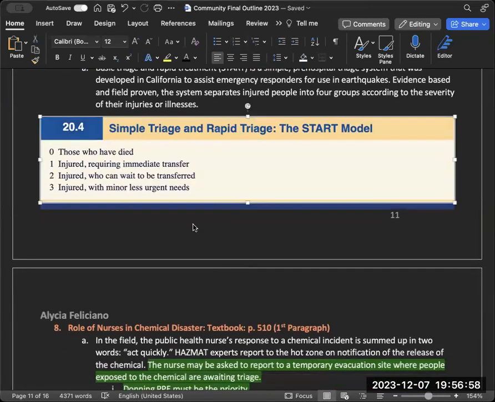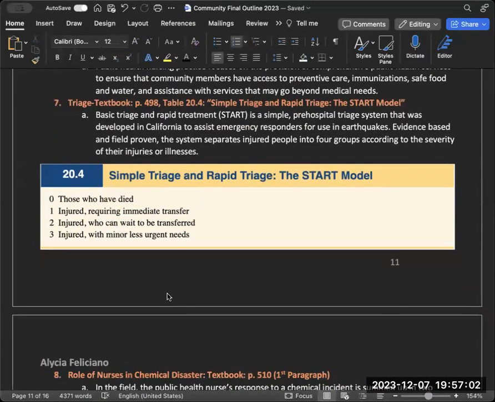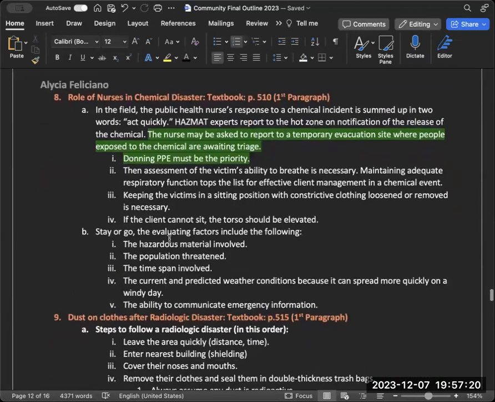So there's this table, which is 20.4, and it's 0, which are those who have died. That's like our black tag, right? 1, injured and requiring immediate transfer, that's like our red tag. 2, injured and who can wait to be transferred, that's our yellow. And 3, injured with minor, less urgent needs would be our green tag. Does anybody have anything else to add?